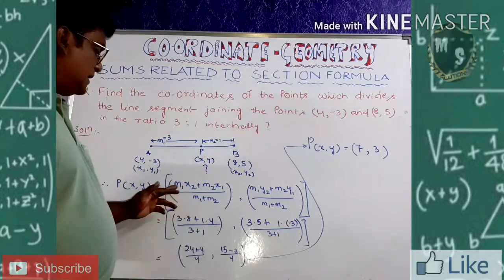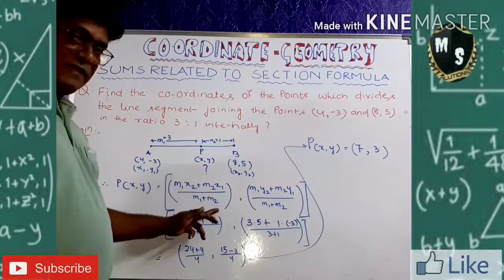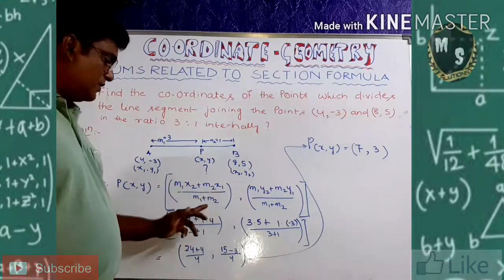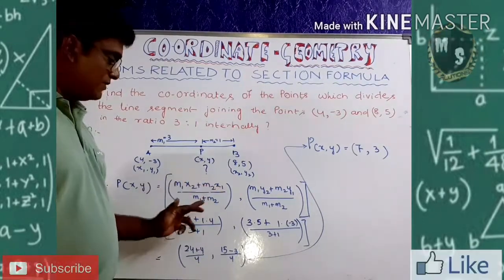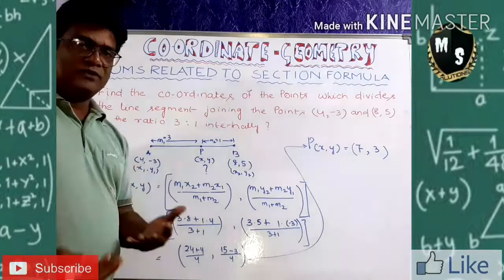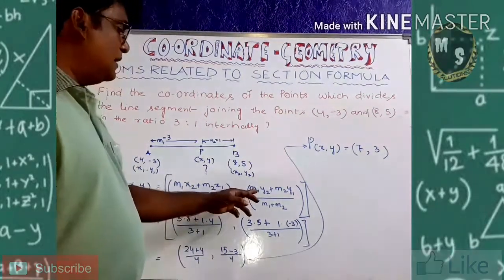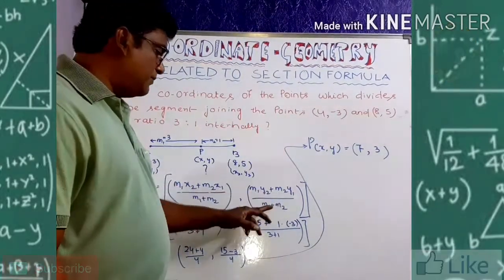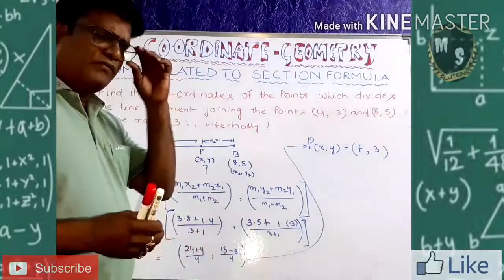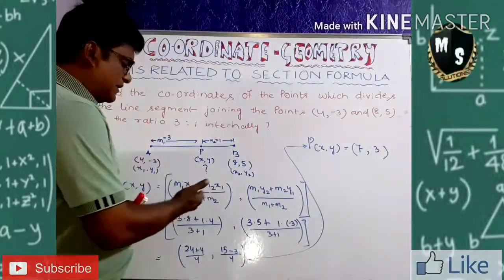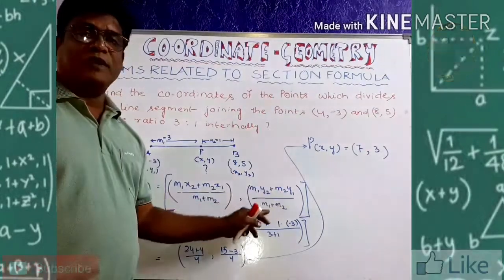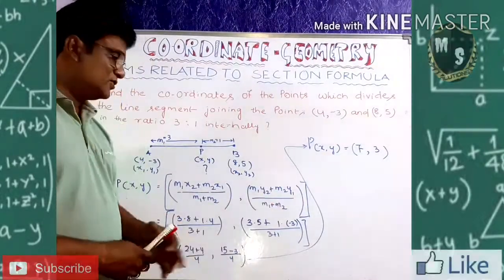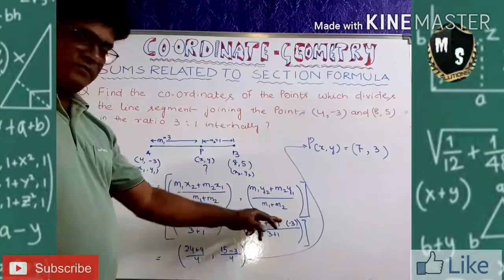What is that? m1x2 plus m2x1 by m1 plus m2. Or you can say like this, m1 x2 plus m2 x1 by m1 plus m2, and m1 y2 plus m2 y1 by m1 plus m2. But I always prefer this one, mx plus mx by m plus m. Easy to remember: 1 2, 2 1, 1 2. my plus my by m plus m, 1 2, 2 1, 1 2. Okay.